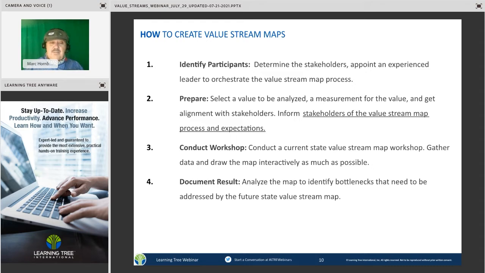The second step is to prepare. Don't just walk into a meeting and say, okay, now we're going to do a value stream map. It's going to be a waste of time for the most part. Instead, prepare. Tell everybody what you're going to do and how you're going to do it. Most importantly, have something you're going to analyze. You don't do value stream maps without knowing what you're trying to analyze. You should go in there with a goal. What is it that you're trying to do?